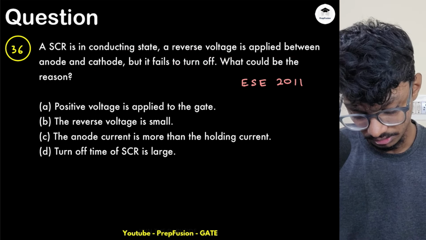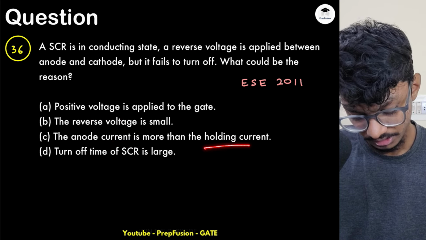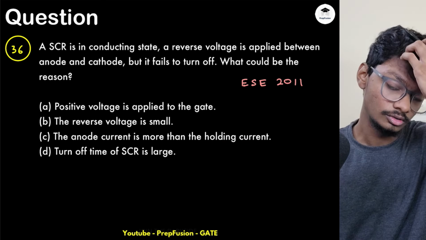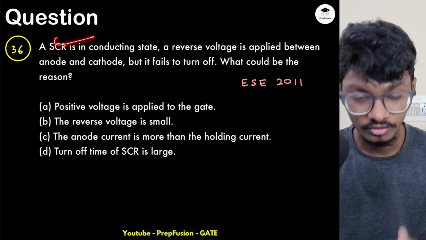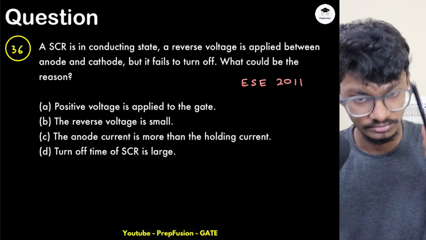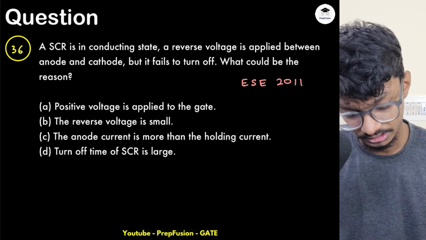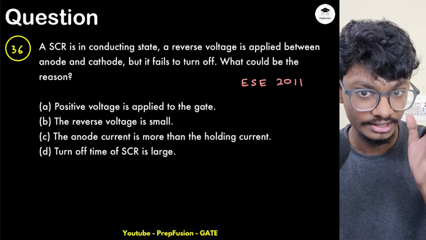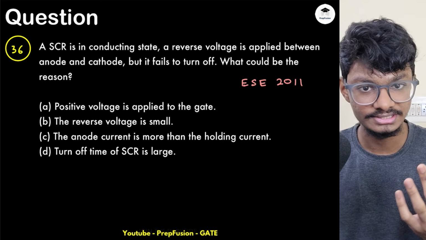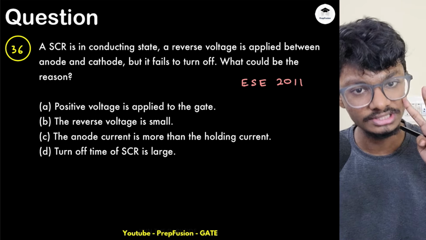The options: reversal of voltage is small, the anode current is more than the holding current, and turn off time of the SCR is lost. To make the SCR go from the on state to off state, the anode current needs to go below the holding current. Even if I have applied a reverse voltage, the anode current needs to go below the holding current. It has failed to turn off, so that must be the case: the anode current is still more than the holding current. That's why the SCR has failed to turn off, even though a reverse voltage is applied.